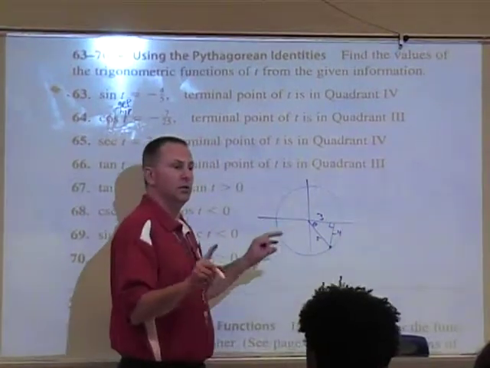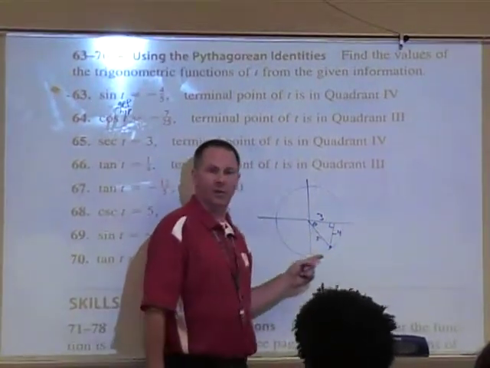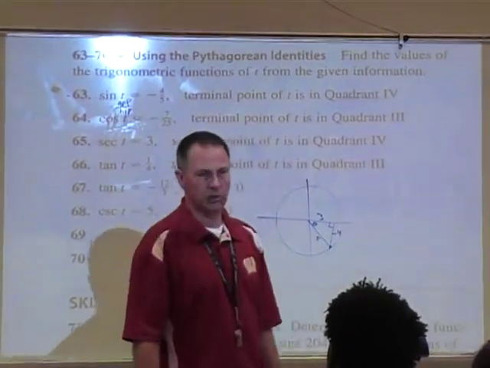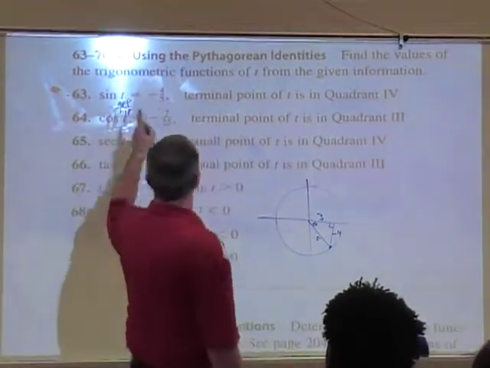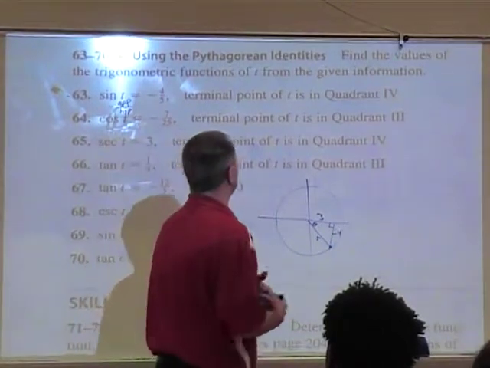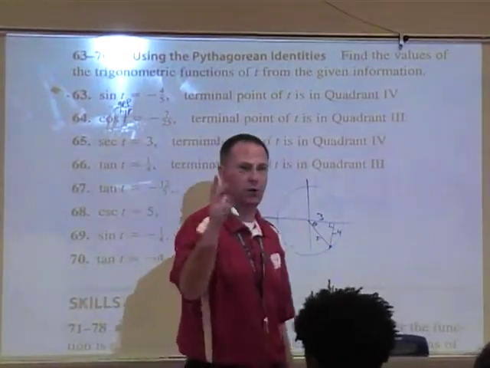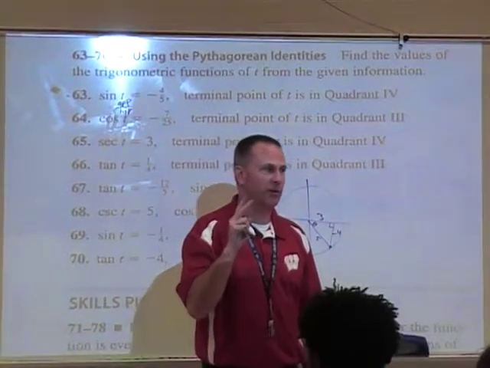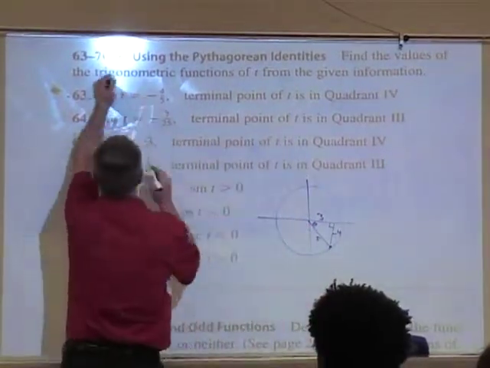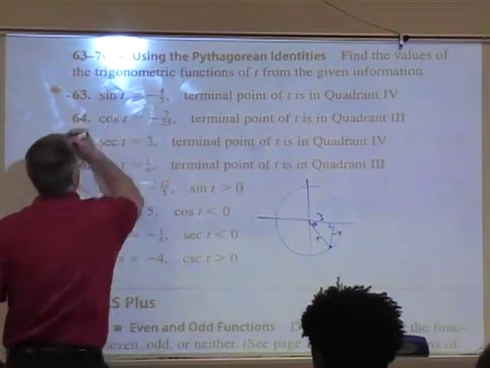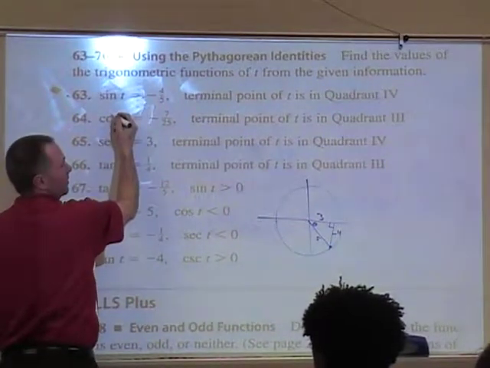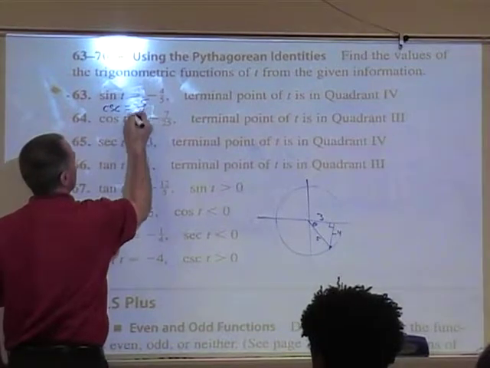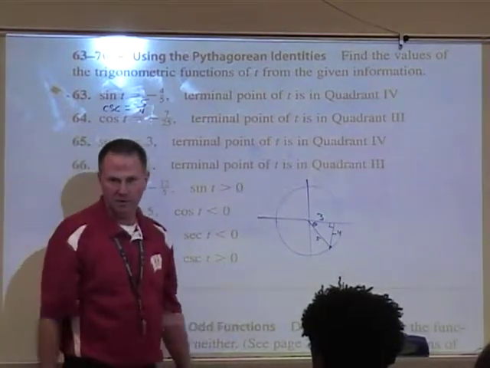Okay, now you do this to get the 3 numbers you need to find sine, cosine, tangent, cosecant, secant, cotangent. Find the values of the trigonometric functions. Now watch. First of all, you know 2 of them right off the bat. They gave you sine, -4/5, and the reciprocal identity of sine is what? Cosecant. So the cosecant is -5/4. There, you got 2 of the 6.